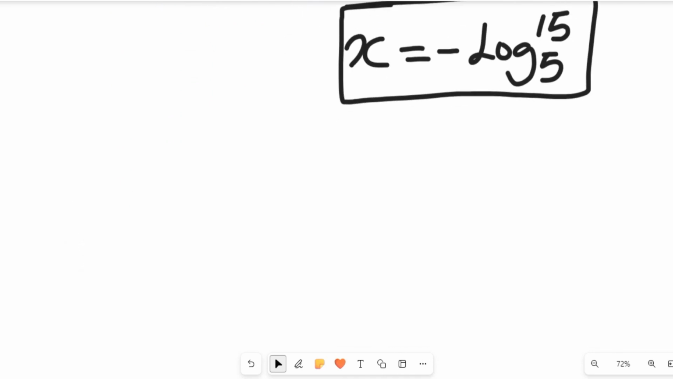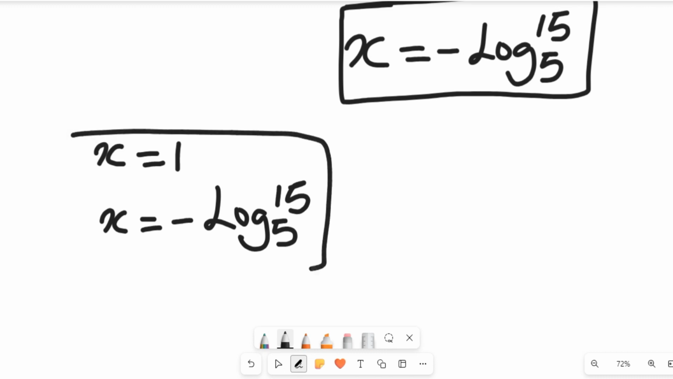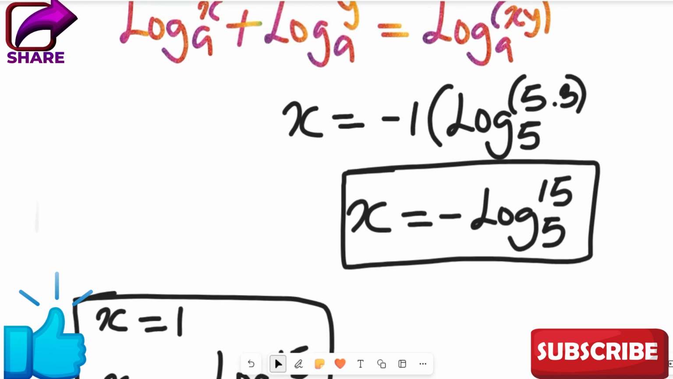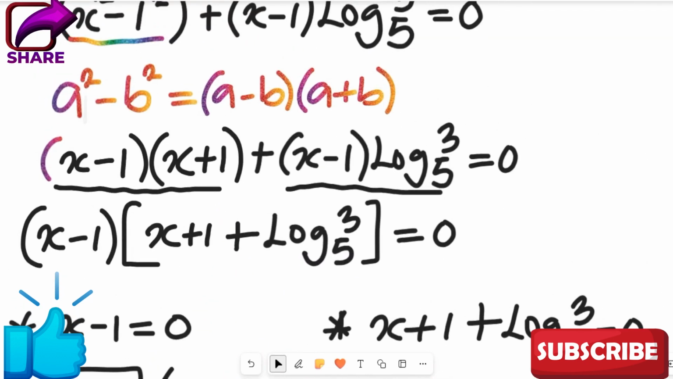So the two solutions we have for that expression are x equal to 1, and x equal to negative log of 15 base 5. These are the two solutions that satisfy that exponential equation that is given to us up here.